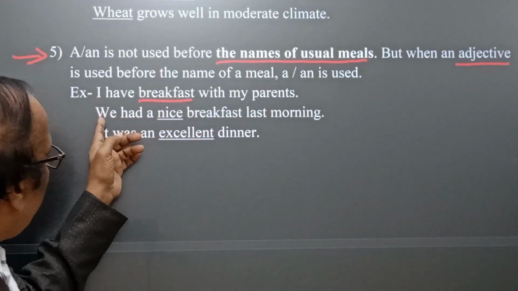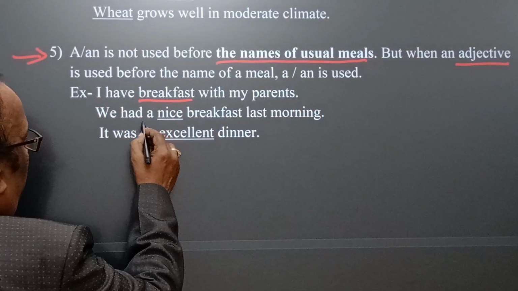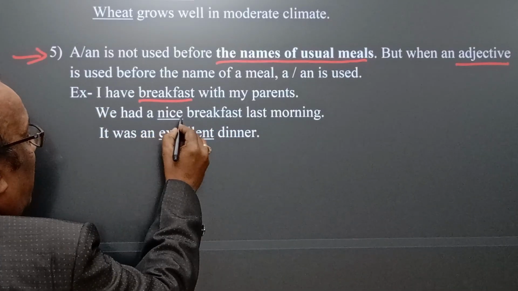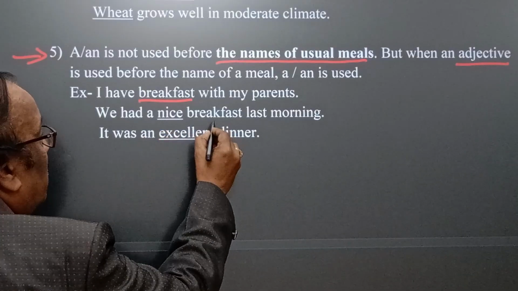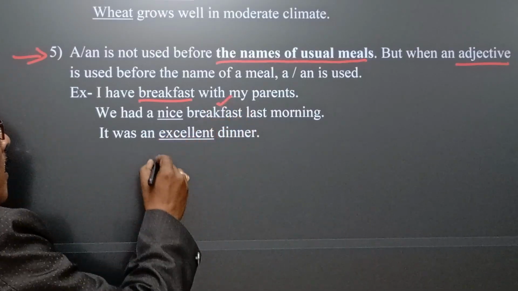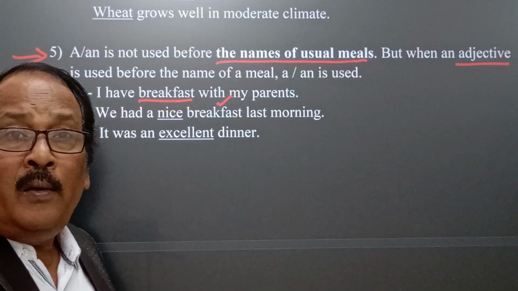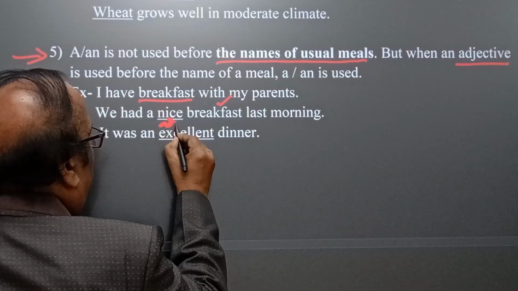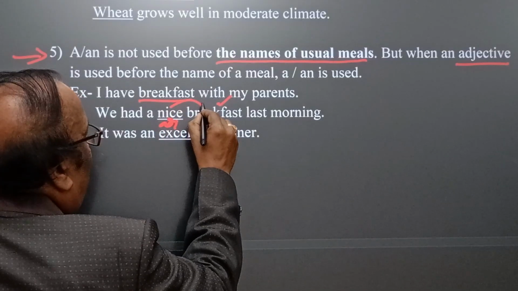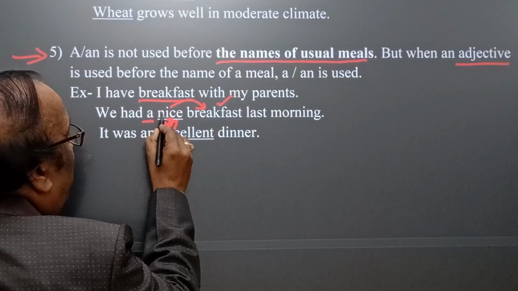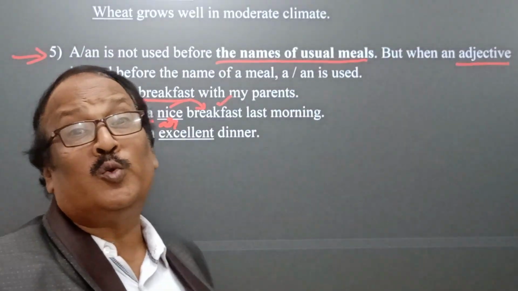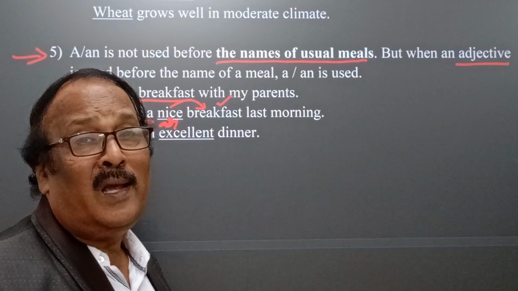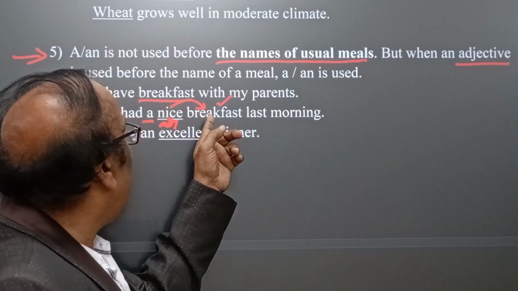Yes, now come here. We had a nice breakfast. You see here, a nice breakfast. Why? Because breakfast is qualified by the adjective nice. Here, nice is an adjective, and nice qualifies breakfast. Therefore a nice, because a consonant sound comes at the beginning of the word nice, and that's why a nice breakfast.